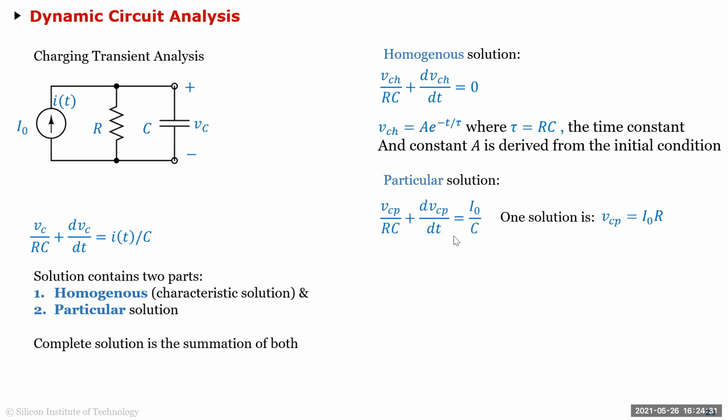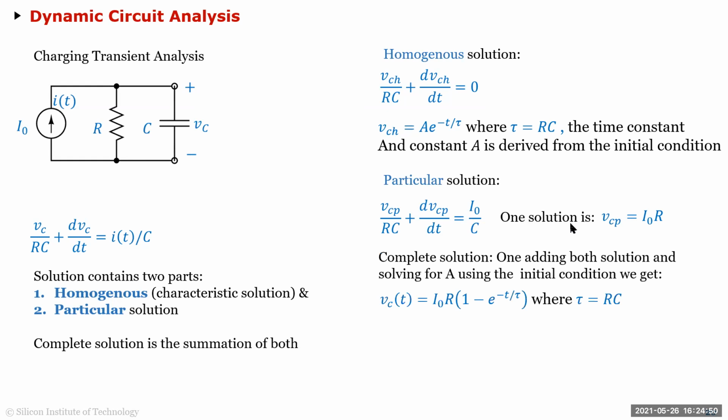And your particular solution is you take a particular value of your I naught, right? And you solve it for that. So for example, if you take I naught, then one solution is VC(p) is equal to I naught R. This is a steady state solution, right? So you take that and you add it and you get your complete solution, your homogeneous and your particular solution.